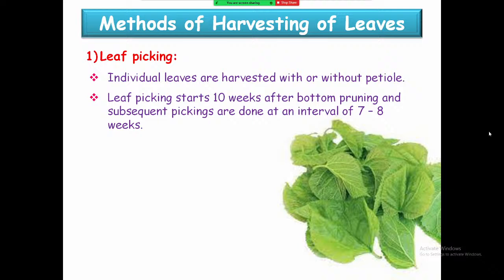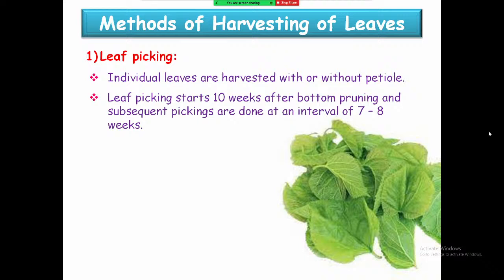Okay, and subsequent picking: 10 आठवड्यानंतर ज्यावेळेला आपण प्रुनिंग केली बॉटम प्रुनिंग, त्याच्यानंतर 10 आठवड्यानंतर आपण पिकिंग स्टार्ट करतो, किंवा सबसिक्वेंट म्हणजे अगोदरची जी पिकिंग केली आहे त्याच्यानंतर 10 आठवड्याने पुन्हा आपण ते लीव्हज पिक करतो.